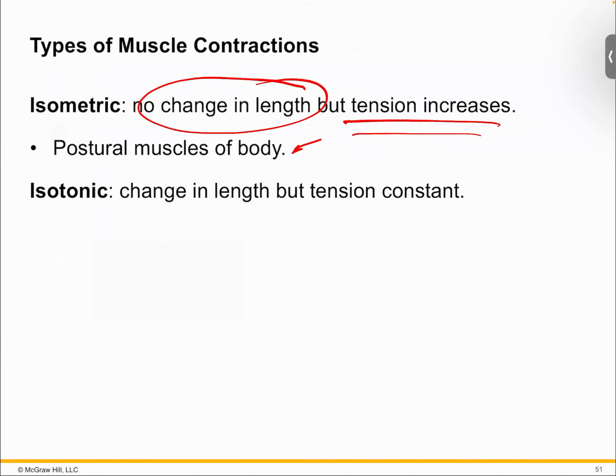Isotonic then basically is where you have a change in length, but you have constant tension.